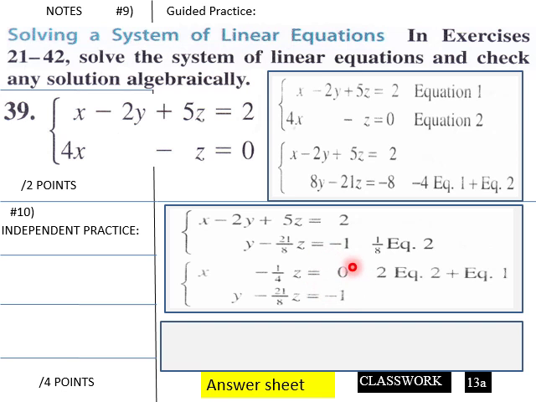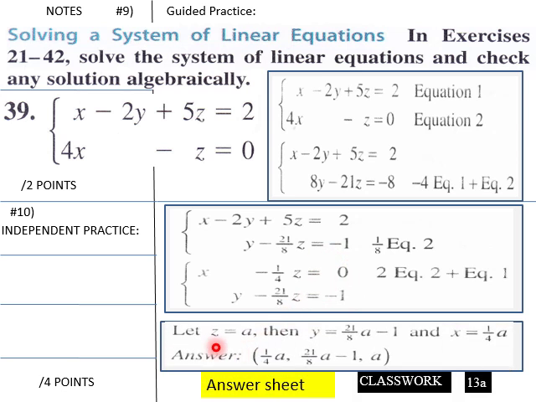So what do we do with that? Let z equal a. Then y will equal 21/8 a minus 1, and then x will equal 1/4 a. So here's our ordered triple for this system: 1/4 a, 21/8 a minus 1, and then a for that.